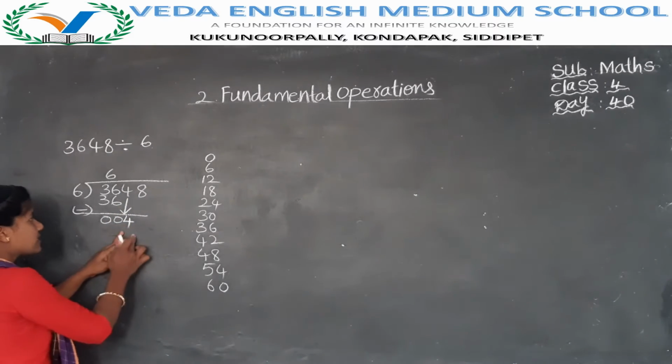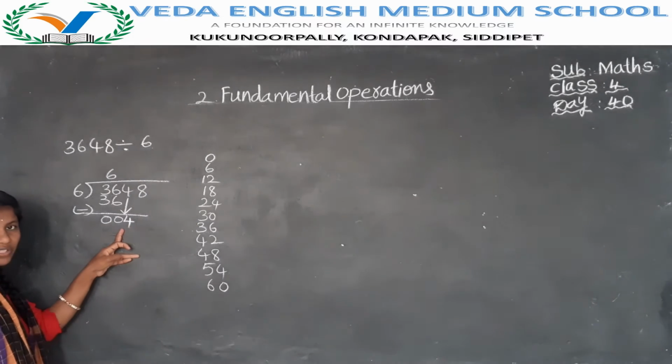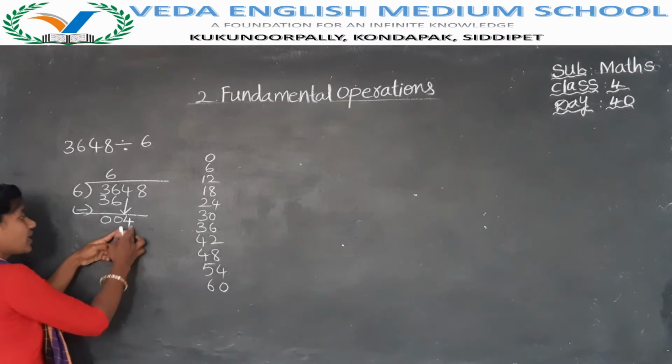Now is there 4 in the 6 table? No, it's not there. If the number is not there, then what do we have to do? We have to choose the smaller number than 4.